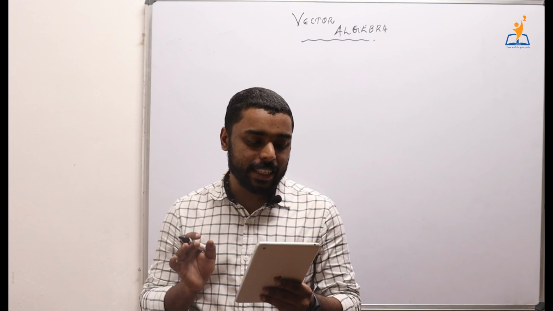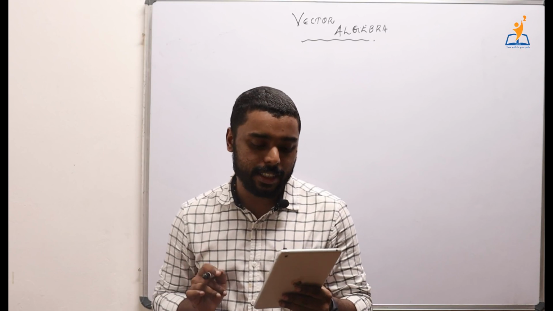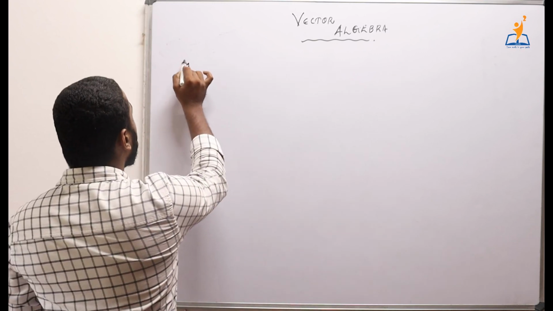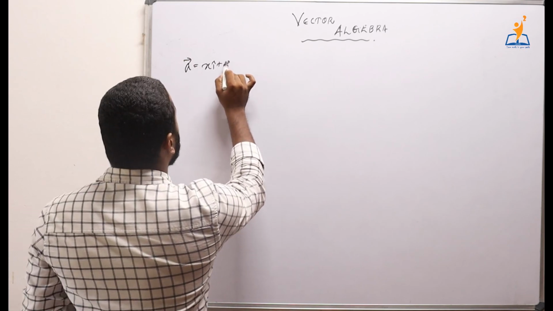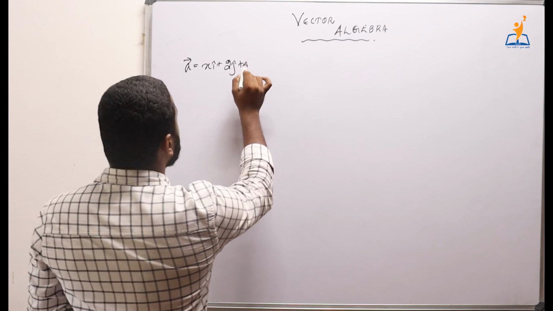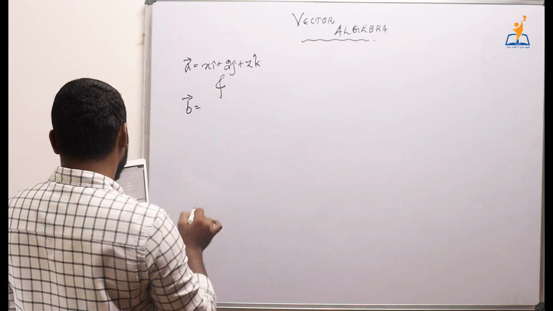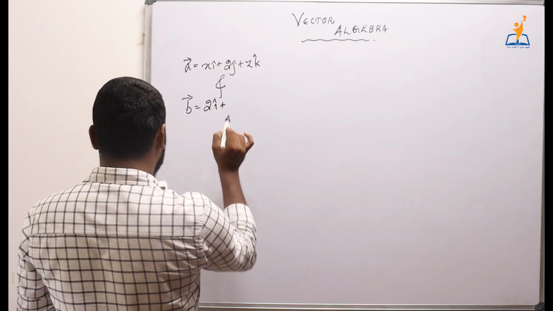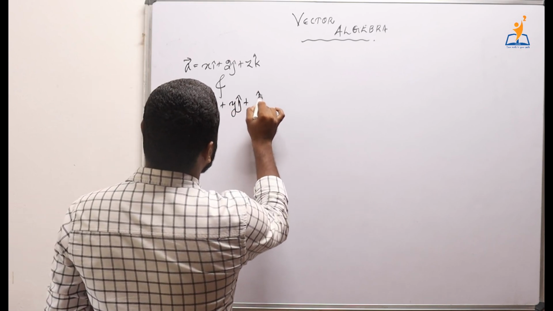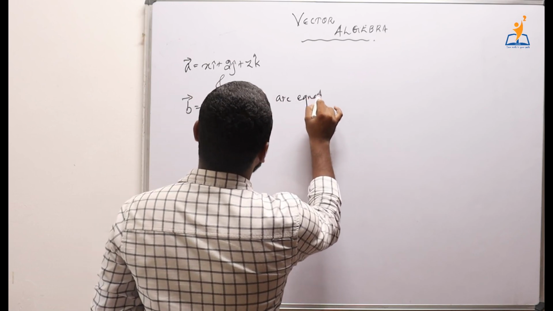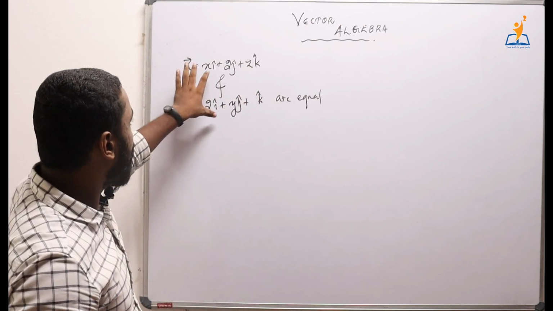We shall move to example 4 of this section. Find the values of x, y and z so that the vectors a bar equal to x i cap plus 2 j cap plus z k cap and the vectors b bar equal to 2 i cap plus y j cap plus k cap are equal.